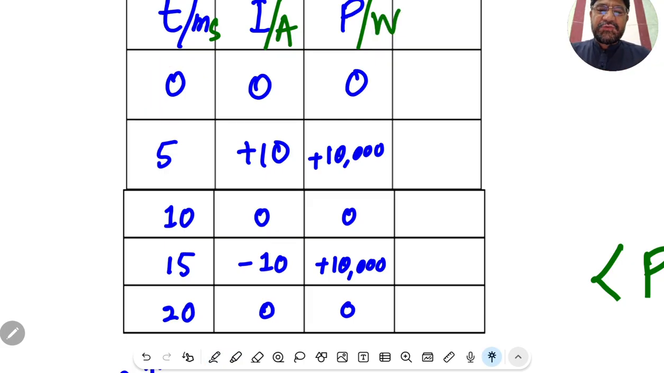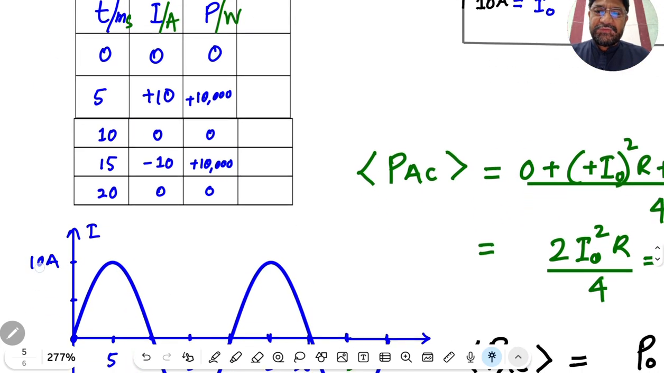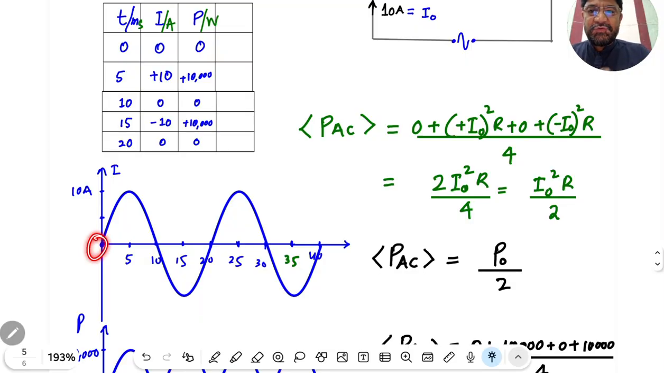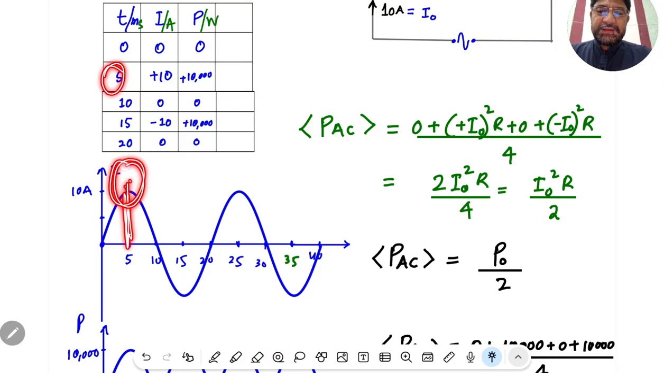At time t equals 0, if I show you the wave shape as well, just see this wave shape. At time t equals 0, current is 0, so power is 0, because power is again I square R. At time t equals 5 millisecond, did you notice that current is 10 ampere positive? So when you plug it in I square R, what is the power dissipation across this resistor? That is your 10,000 watt.